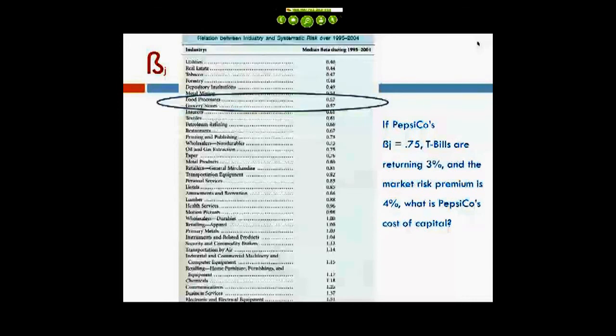Okay, this should take you about 12 seconds. I gave you 20 seconds. If Pepsi's beta is 0.75, T-bills are returning 3%, and the risk premium is 4%, what's Pepsi's cost of equity capital?